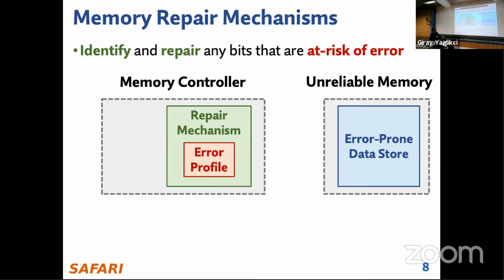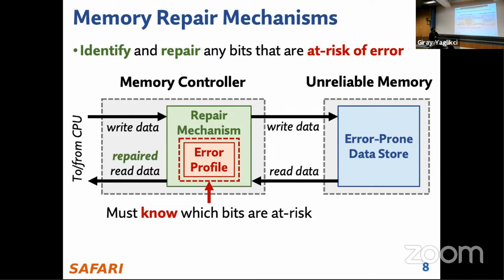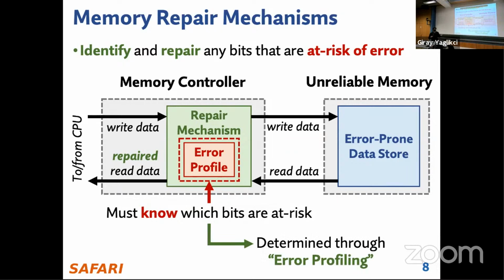And then in the memory controller, we have the repair mechanism, which itself contains an error profile. You can think of the error profile as just a list of at-risk bits, right? So the repair mechanism's job is to repair any bit that's marked in the error profile as at risk. When the CPU performs a write operation, the data first goes through the repair mechanism before being written to the data store. And on a read operation, the repair mechanism first repairs any potential bits that are marked as at risk before returning that data to the CPU. So the problem here is that the repair mechanism needs to know which bits are at risk in order to do its correction operation. And this process is determined through error profiling.